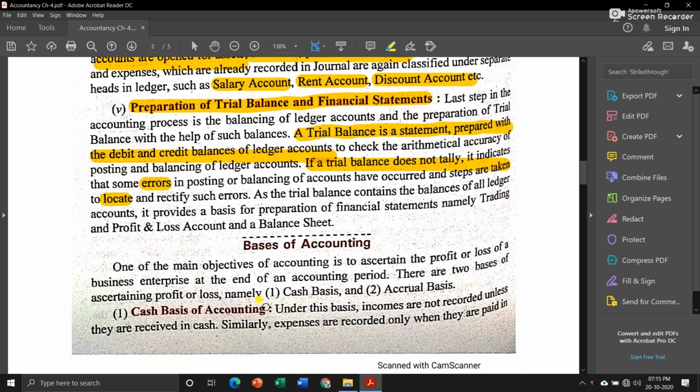Now let's talk about basis of accounting. Now there are mainly two types of basis. The first is cash basis, second is accrual basis. Now first look into the first one, that is cash basis of accounting.